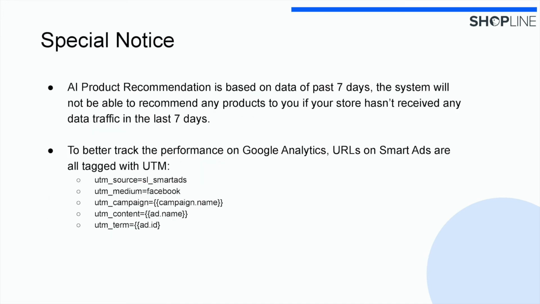Here's a special notice. AI product recommendation is based on data of the past 7 days. The system will not be able to recommend any products to you if your store hasn't received any data traffic in the last 7 days. To better track the performance on Google Analytics, URLs on Smart Ads are all tagged with UTM.